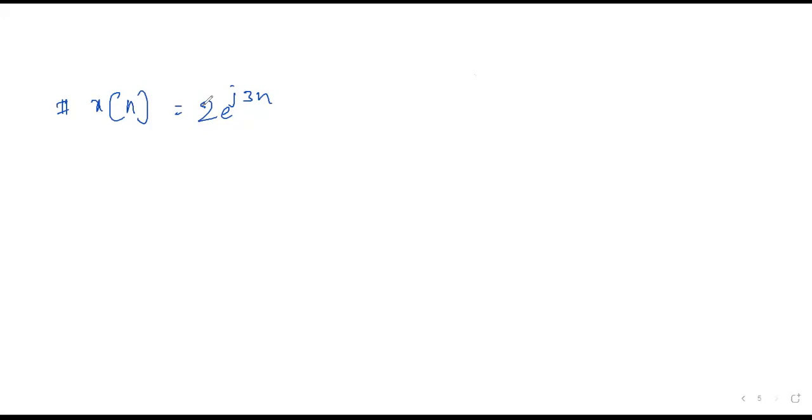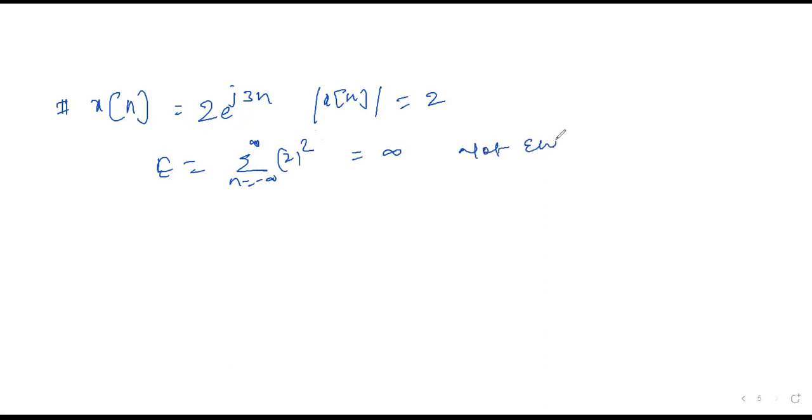So what's the mod value of x of n? This is equal to 2, because e raised to power j theta has mod value equal to 1. So this is equal to 2. Now if you calculate energy, this is the sum from minus infinity to infinity of 2 square. This is equal to infinite. So not an energy signal.